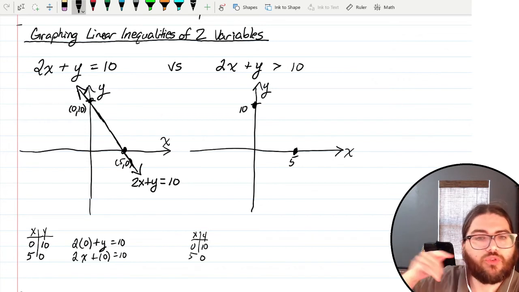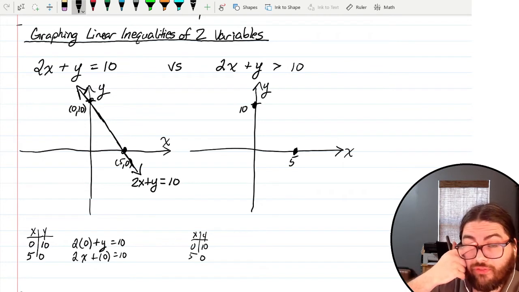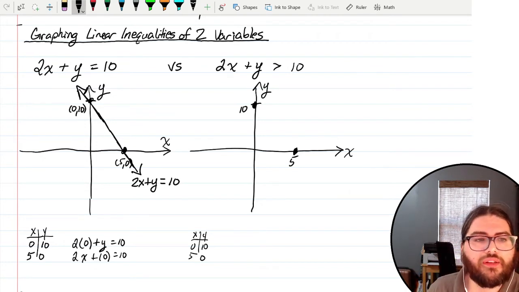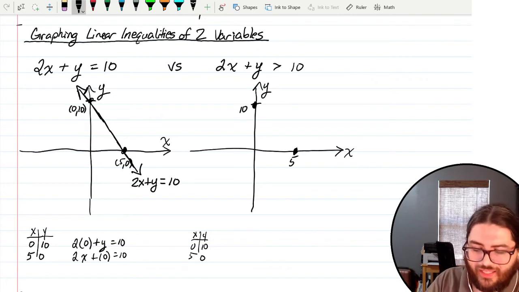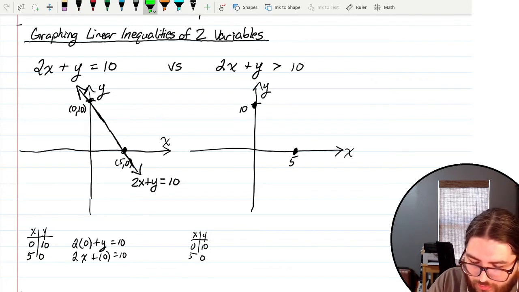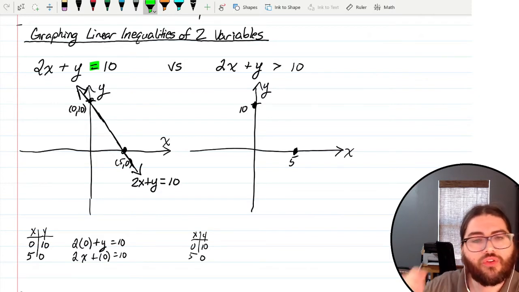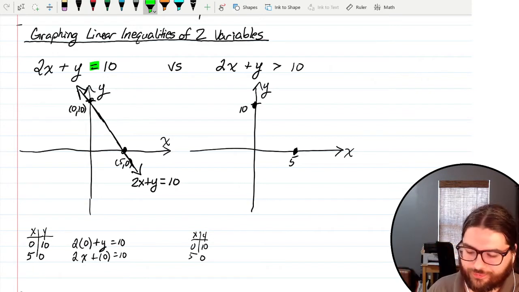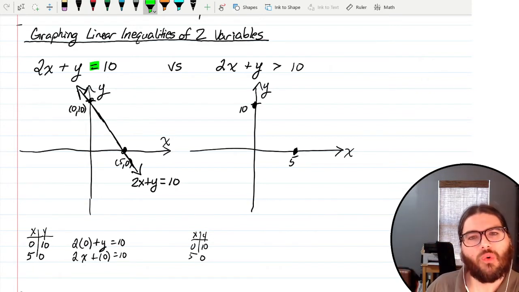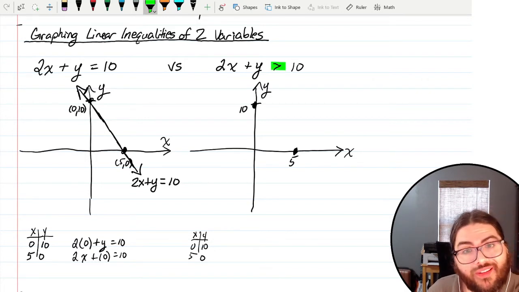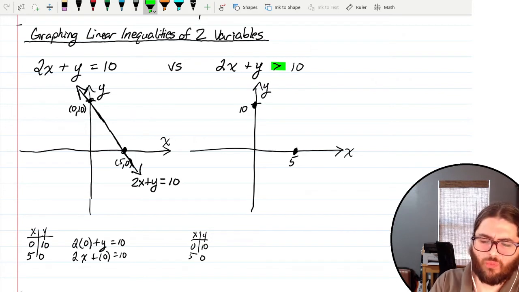But now before I draw in my line, I have to be careful. Remember that on the left side of my tablet, 2x plus y equals 10 was the line which connected them. All of the points which connect these two are the equals to 10. And so I don't want the equals to 10 in the inequality side of my graph. I want greater than 10. That's weird.